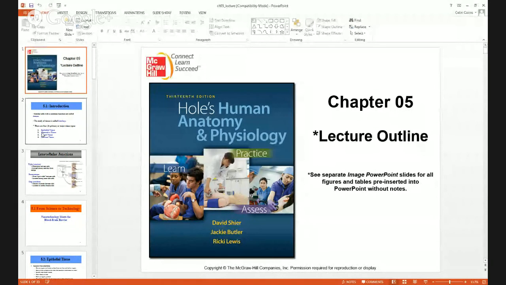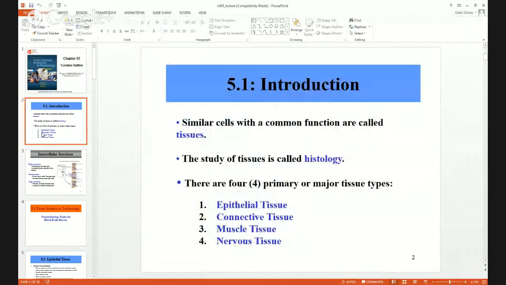Introduction to Chapter 5. We're talking about tissues in Chapter 5. Similar cells with a common function are called tissues. The study of tissues is histology. There are four primary types of tissue: epithelial, connective, muscle, and nervous.